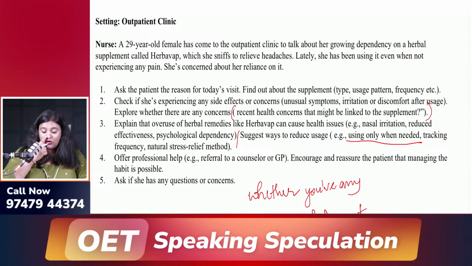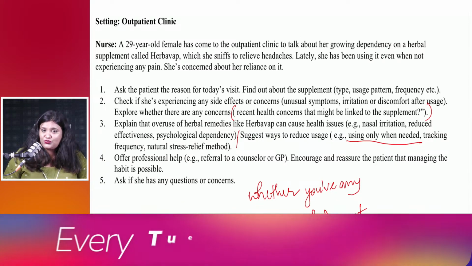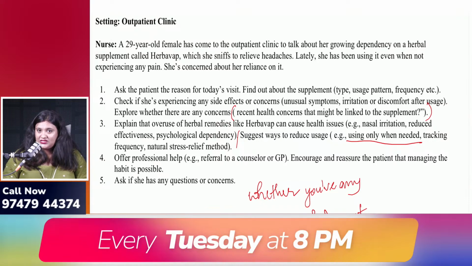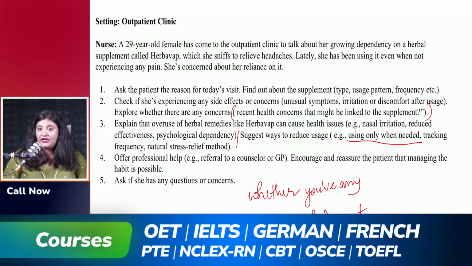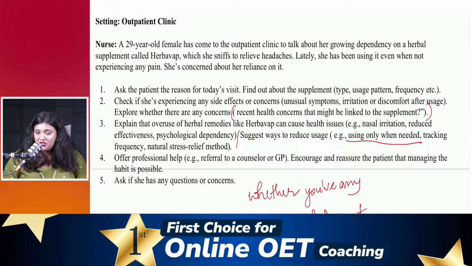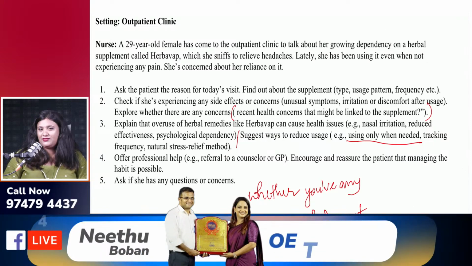So the next point is offer professional help. You can club it by saying, I'm really glad to know that you're okay with the suggestions. So in addition to this, I would like to offer professional help. I can refer you to a counselor or a GP to have further discussion. Is that okay with you? The patient says, yeah, that's okay with me.